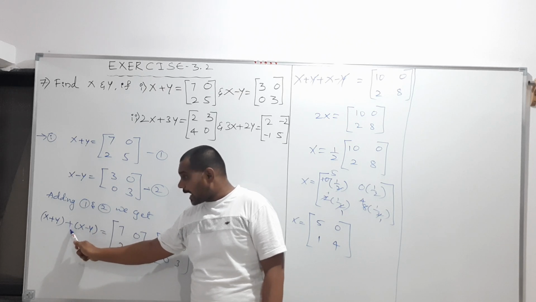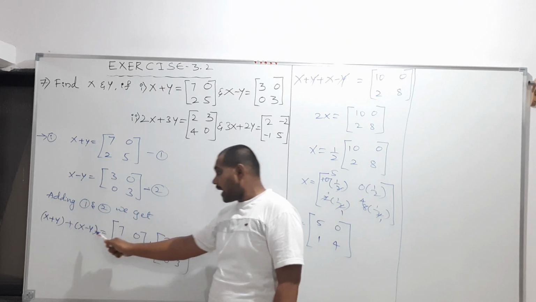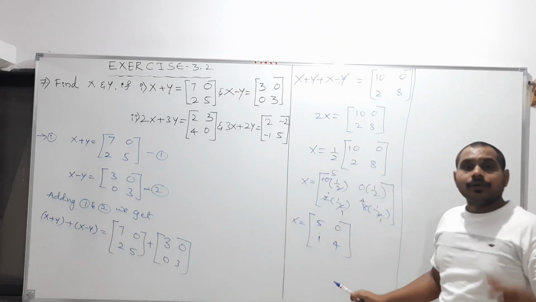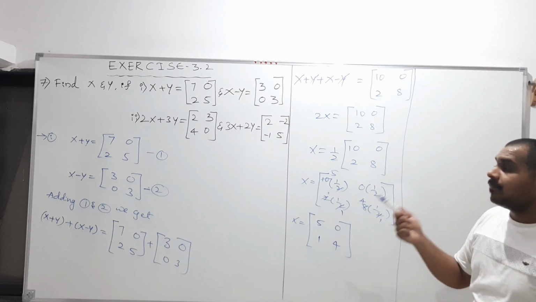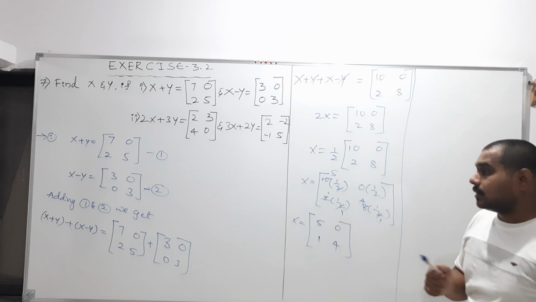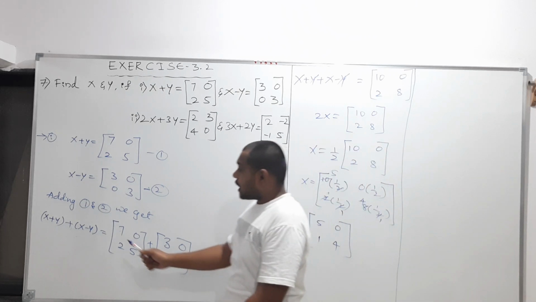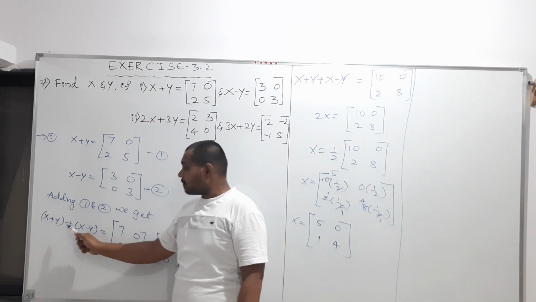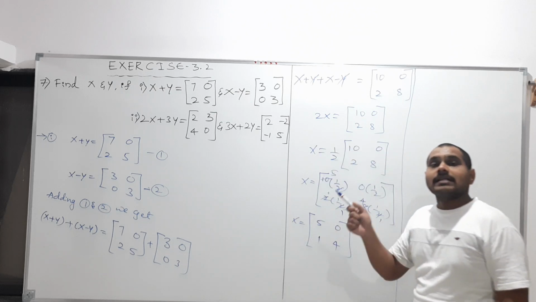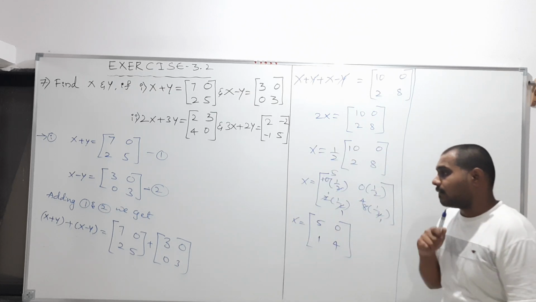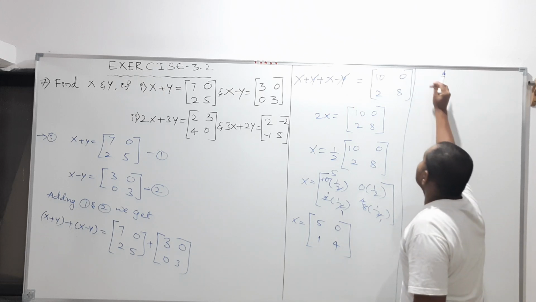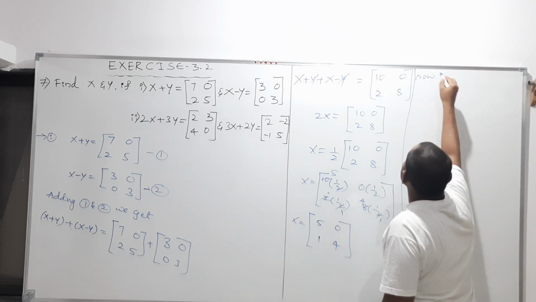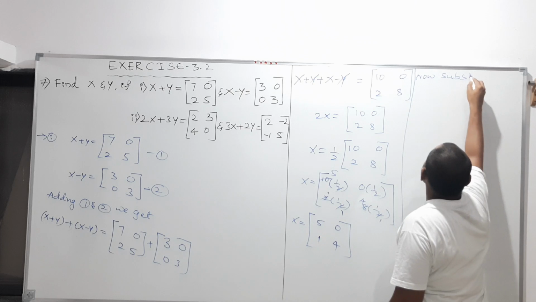Here, by adding I got the x value. Now you may have understood why I am adding and why I am subtracting. I think you got the point. If I add these two, I get the x value. If I subtract, then I get the y value. So therefore, my dear student, now I will subtract. Here it is. Now subtracting.